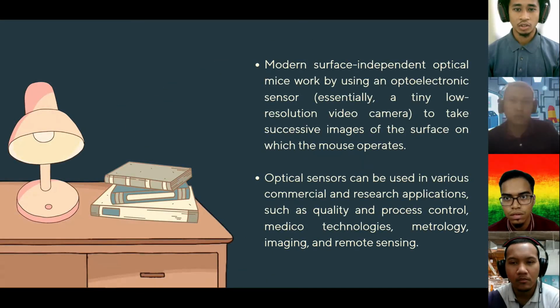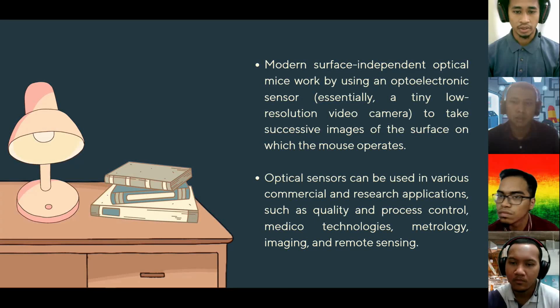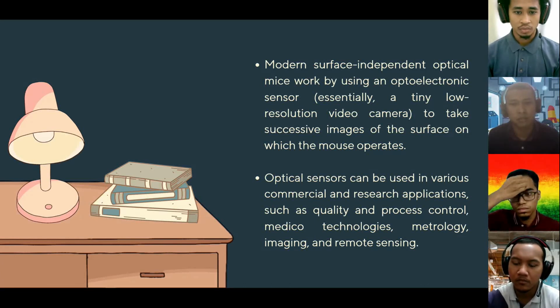Modern surface-independent optical mice work by using an optoelectronic sensor, essentially a tiny low-resolution video camera, to take successive images of the surface on which the mouse operates. Optical sensors can be used in various commercial and research applications such as quality and process control, medical technologies, metrology, imaging, and remote sensing.